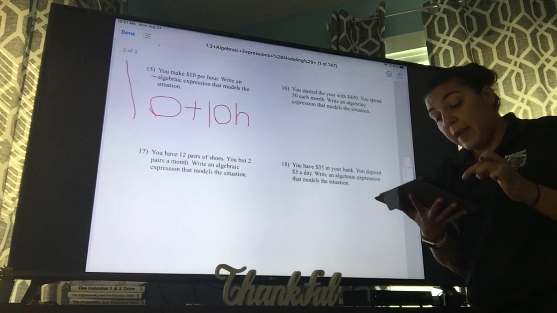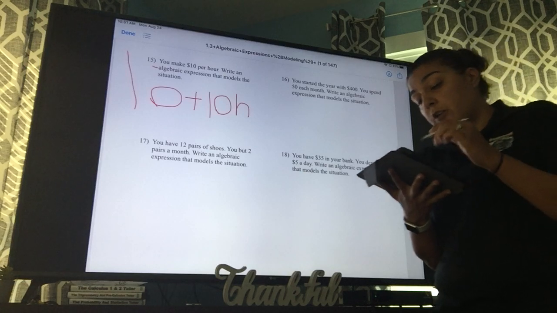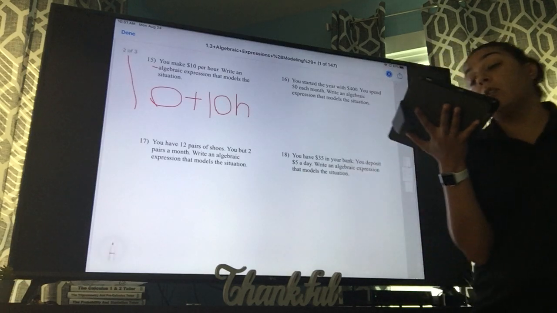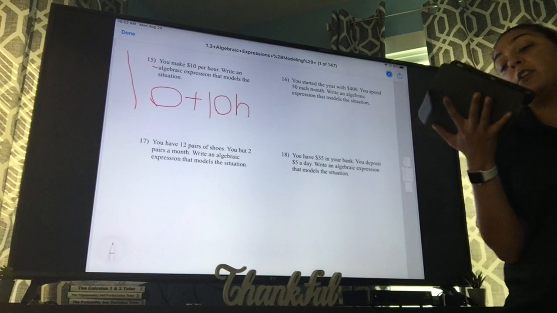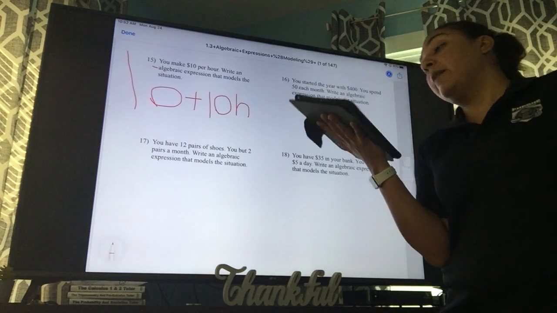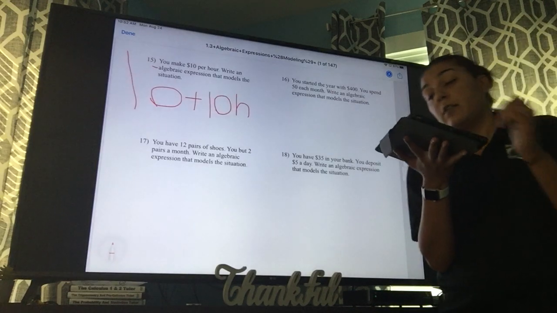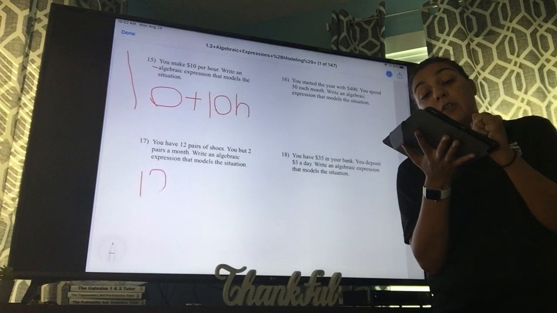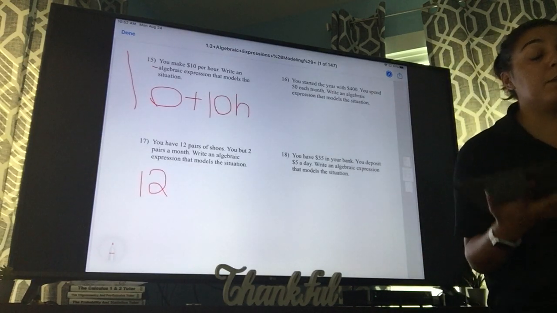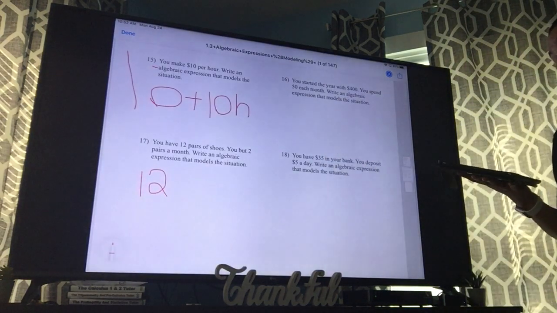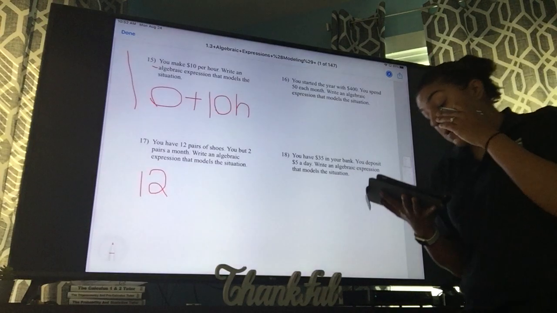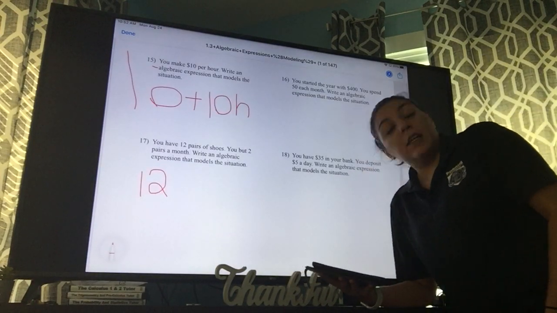17 says you have 12 pairs of shoes, but 2 pairs a month. It should say you buy. Okay, you buy 2 pairs a month. So, how many shoes do you start with? 12. You start with 12, and if you buy them, is it going to be plus or minus? Minus. Kind of. Let's think about it.